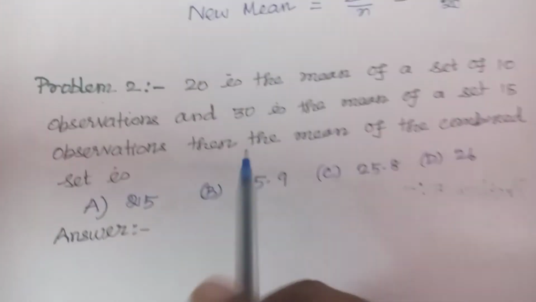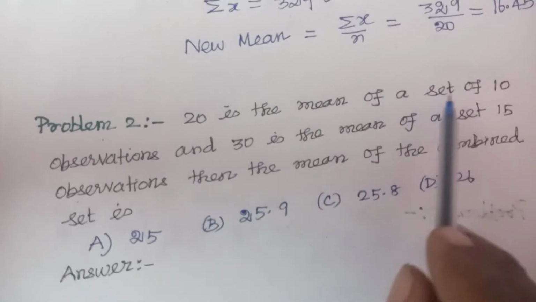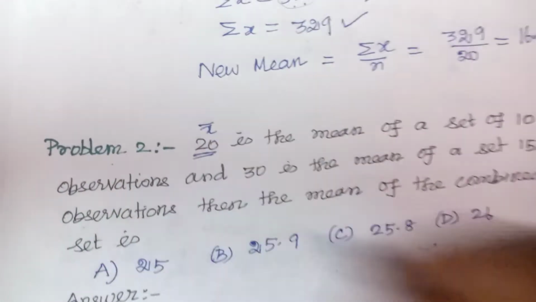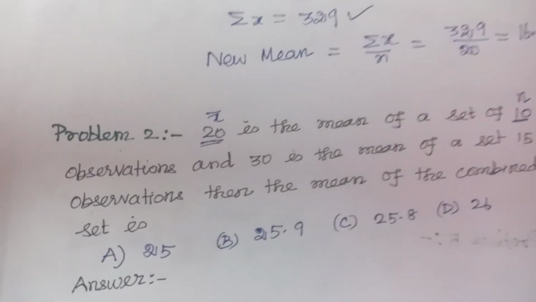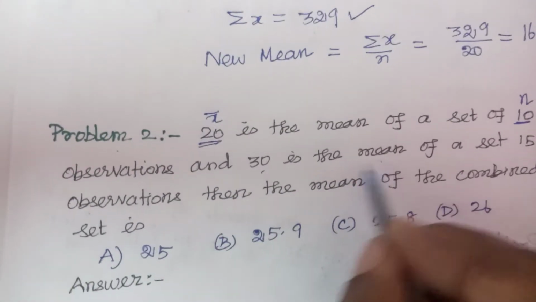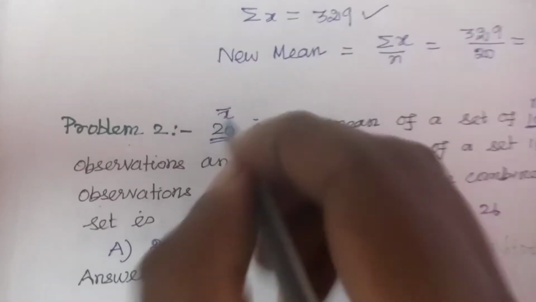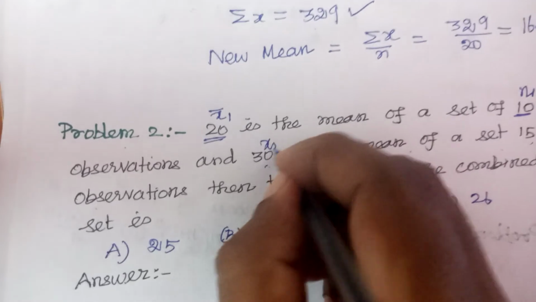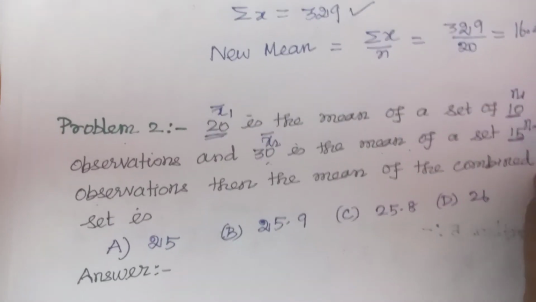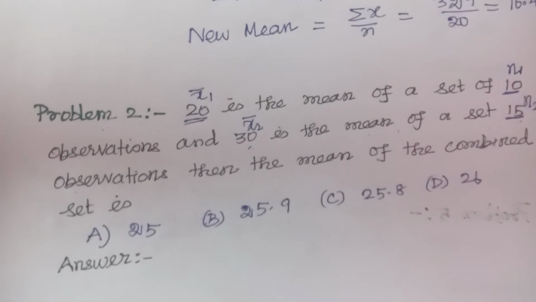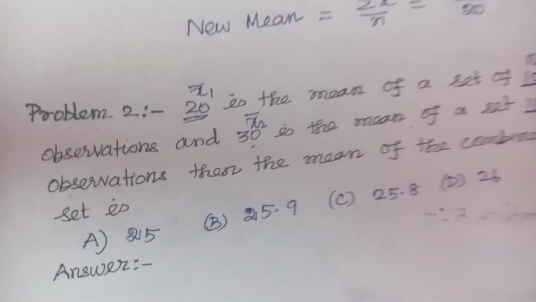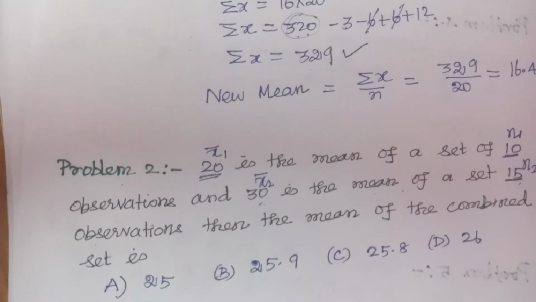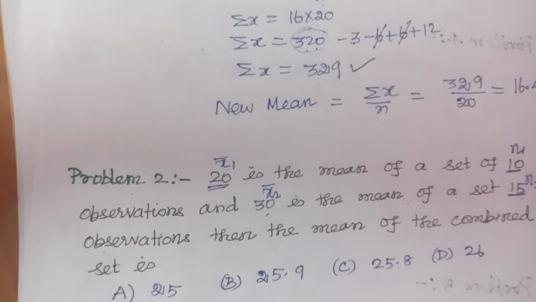Next, second problem. 20 is the mean of a set of 10 observations, which is the mean value x bar. And 30 is the mean of another set of 15 observations. So the first mean is called x1 bar, with the first number of observations n1. The second mean is x2 bar, with the second number of observations n2. Then the mean of the combined set is the combined mean. Already we know the combined mean formula. So what is the combined mean?